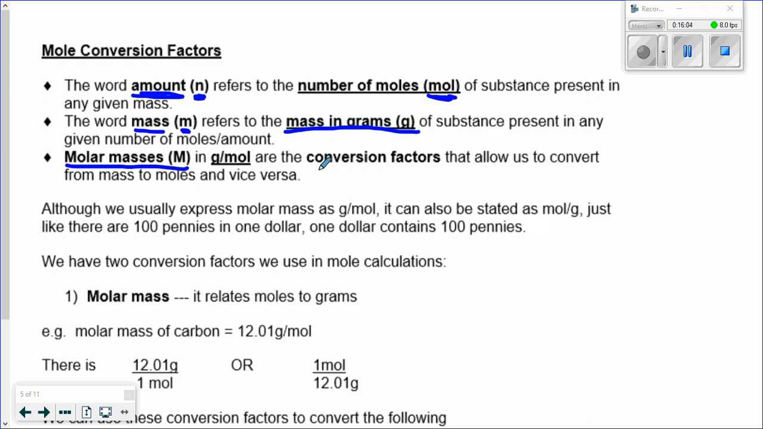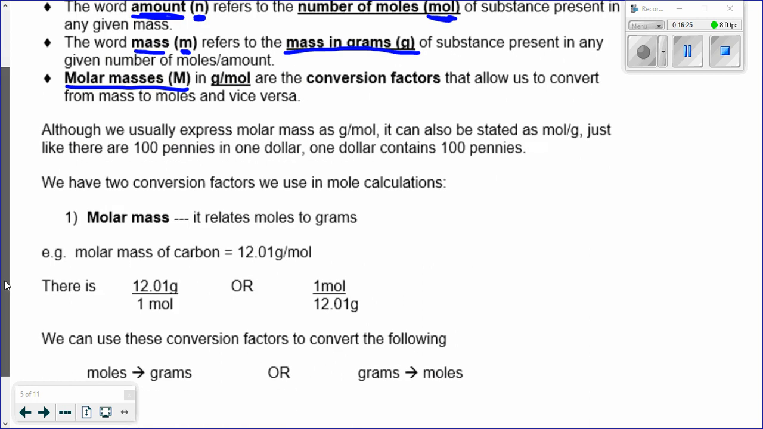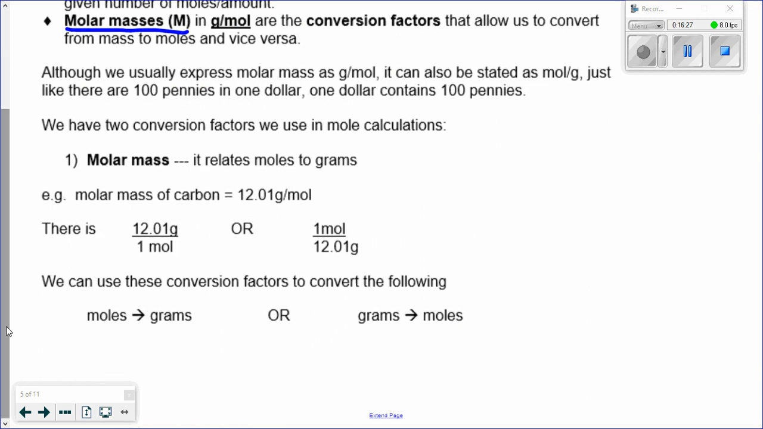Although we usually express molar mass as grams per mole, it can also be stated as moles per gram. Just like there are 100 pennies in $1, $1 contains 100 pennies. So you can kind of flip it around. So we have two conversion factors we will use in mole calculations. So the first one here, molar mass, relates moles to grams or grams to moles, depending on which way you're going.